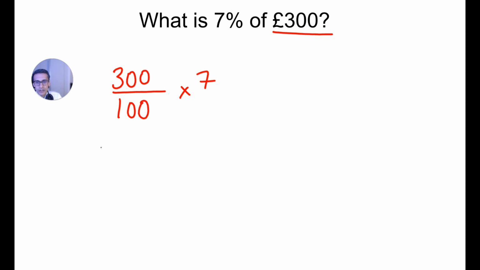300 divided by 100 is equal to 3. 3 multiplied by 7 is 21. So our answer is 21 pounds.